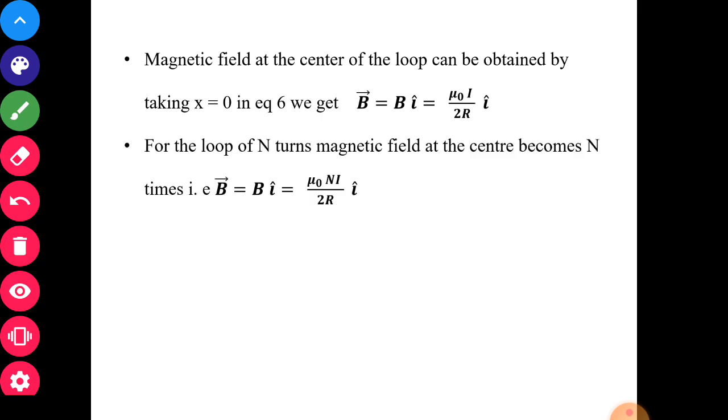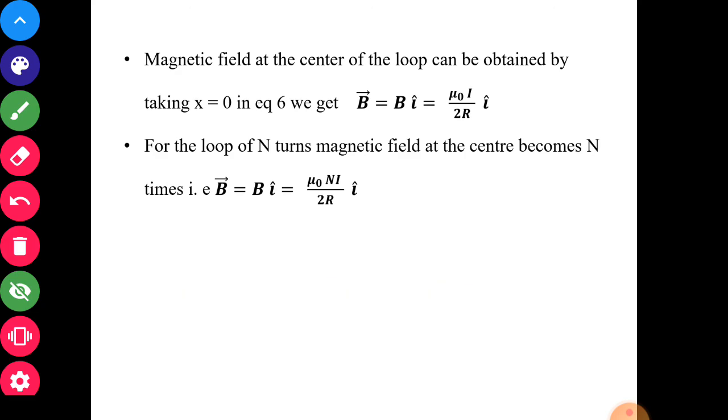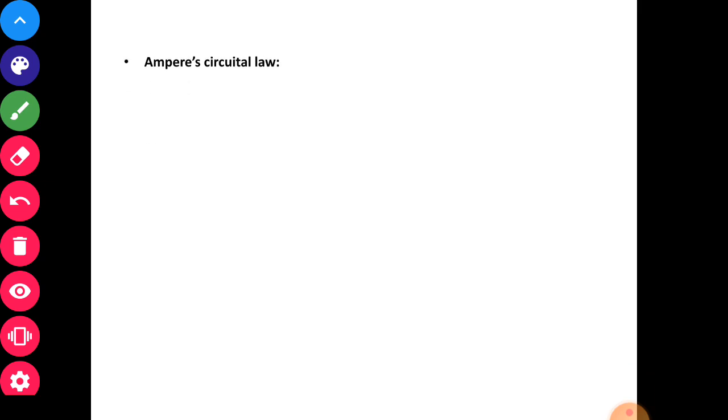For n loops: this is only one loop which was taken, having only one turn. If you have n turns like this, one on top of another, then the magnetic field at the center will become capital N times stronger than the magnetic field produced by a single ring. So this is all about the magnetic field produced by a circular loop. Hope you understand it properly. Ampere's circuital law we shall continue next time.